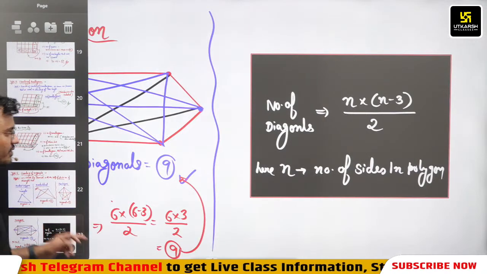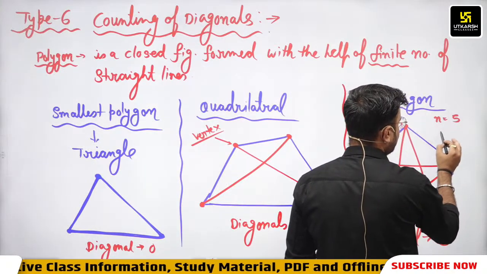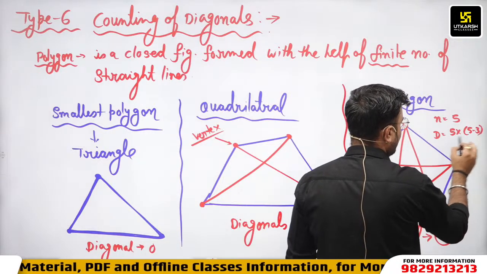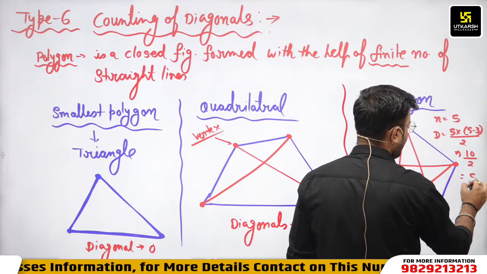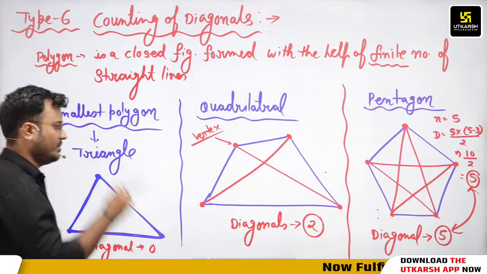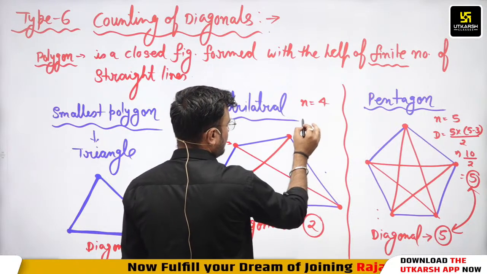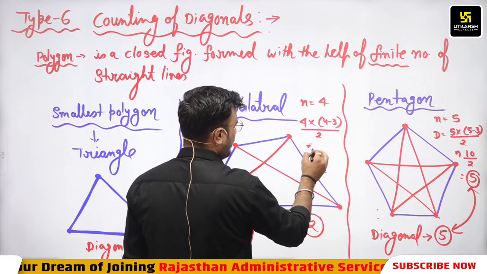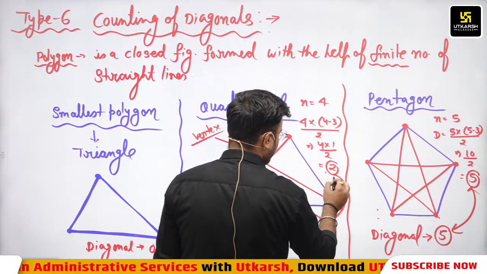Similarly in a pentagon. In a pentagon n equals what? 5. So apply the same formula for diagonals. 5 into (5 minus 3) divided by 2. So you will get 10 divided by 2 and that is your 5. So we are getting the same number. Yes or no? Here also, n equals 4. So 4 into (4 minus 3) divided by 2. So you will get 4 into 1 divided by 2, that is 2. So we are getting the same number.